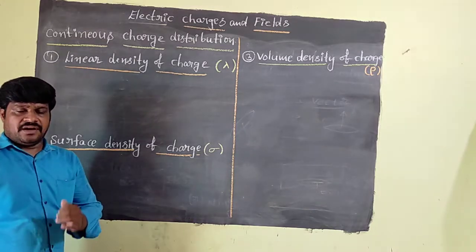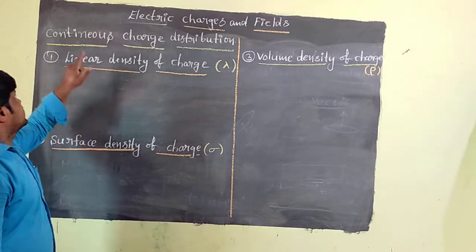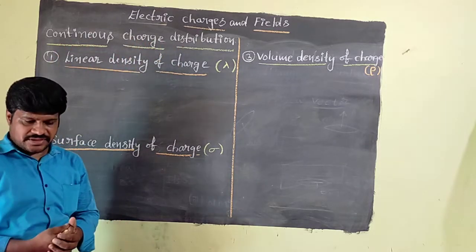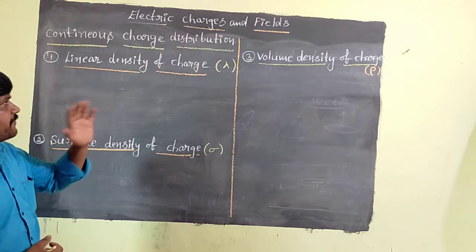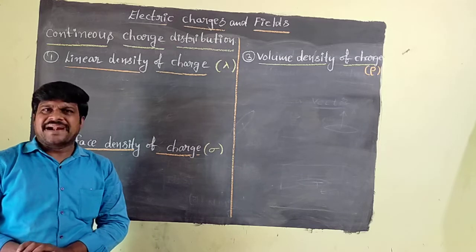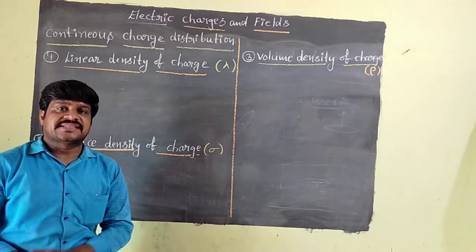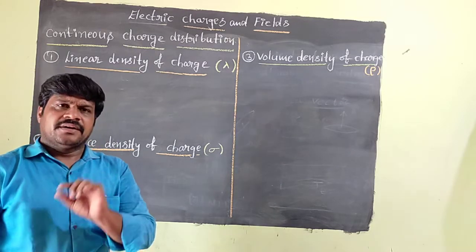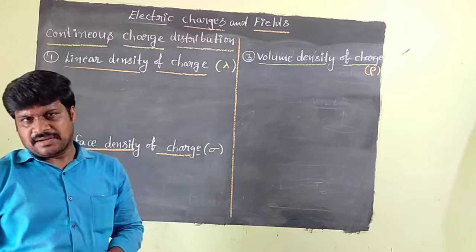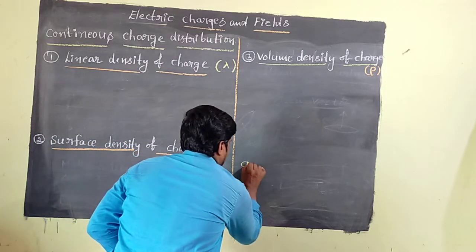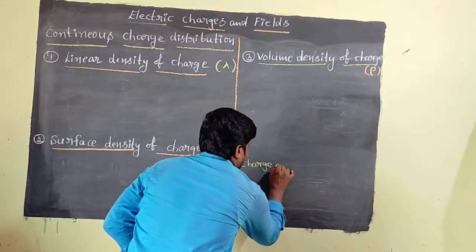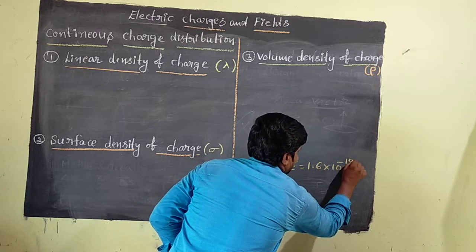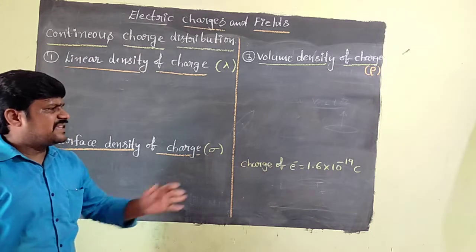Dear students, after electric flux, now the topic is continuous charge distribution. Now, what is the necessity to study this topic, I will tell you first. We know that in practice, the charge on a body is very large. But the charge of an electron is very small. Sir, what is the charge of an electron? The charge of an electron is 1.6 into 10 power minus 19 coulomb. Now this is a very small amount.